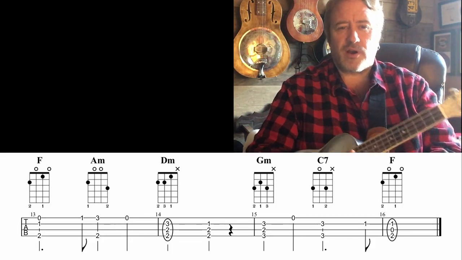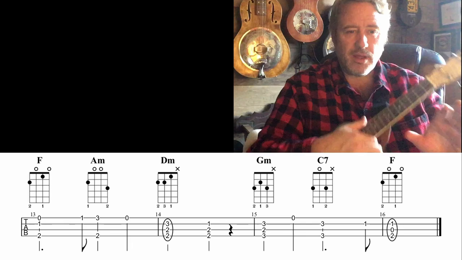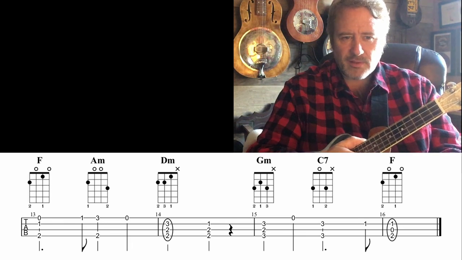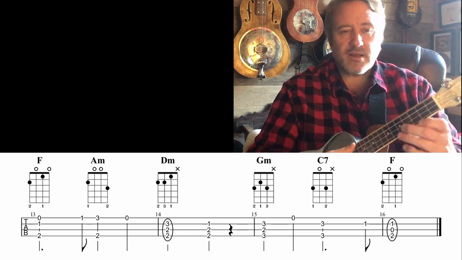And then we go back to the last 4 bars, which are very much like the second 4 bars in the arrangement. So bars 13 through 16 are the same as bars 5 through 8. So that sounds like.